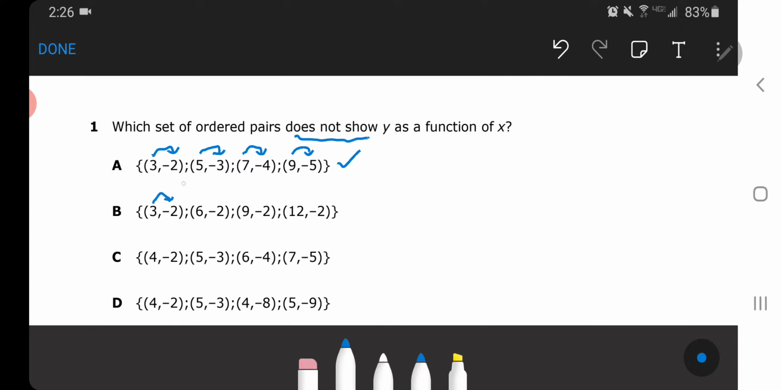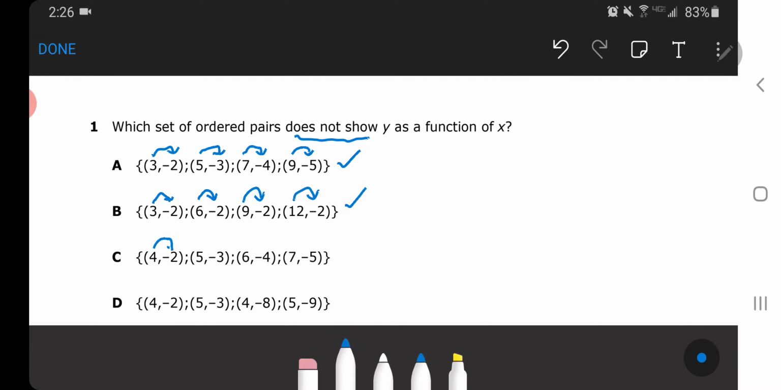3 goes to -2. That's good. 6 goes to -2. Good. 9 goes to -2. 12 goes to -2. Once again, each one of our x values goes to a y value. And that's good. It does not matter that the y value keeps repeating. We just notice that our x value goes to one and only one y value. So this one's a function.